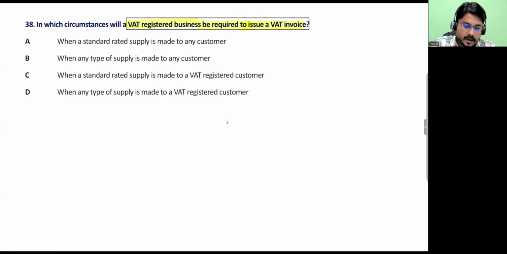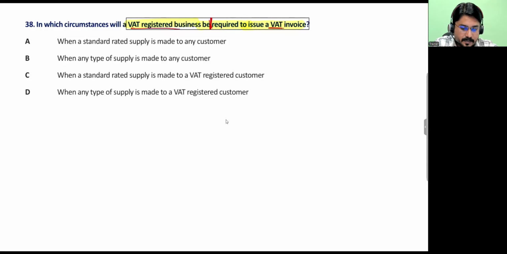Okay. Examiner is asking you, okay, noted, Musa. When is a VAT registered business required to issue a VAT invoice? Two things to consider. The business is VAT registered, and when the registered business is required to issue a VAT invoice, right?